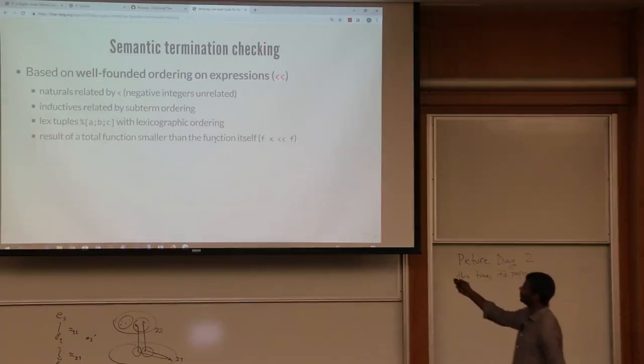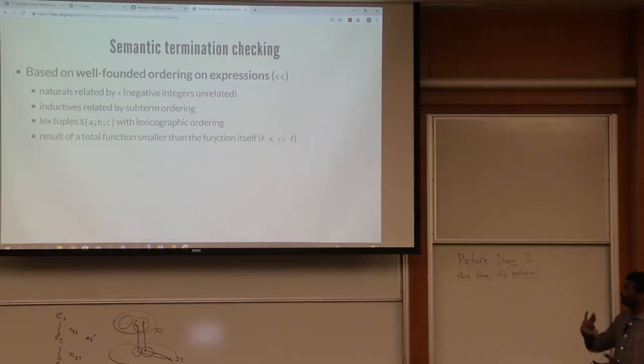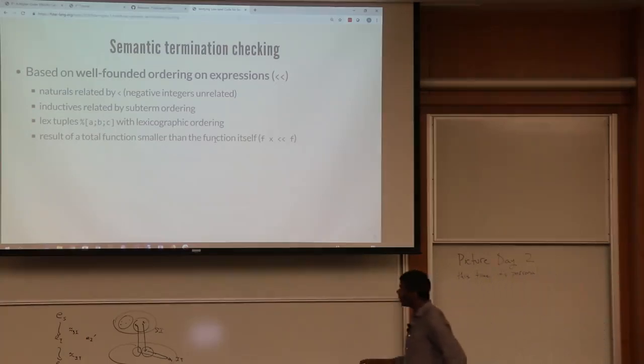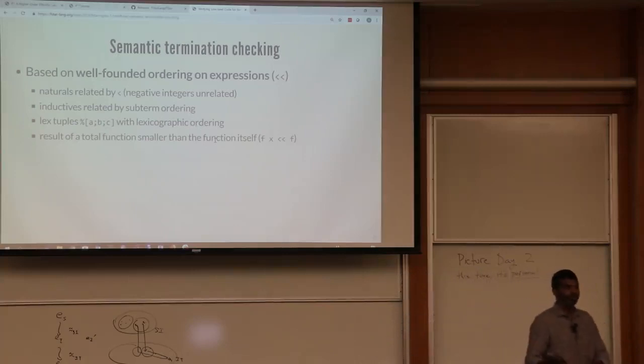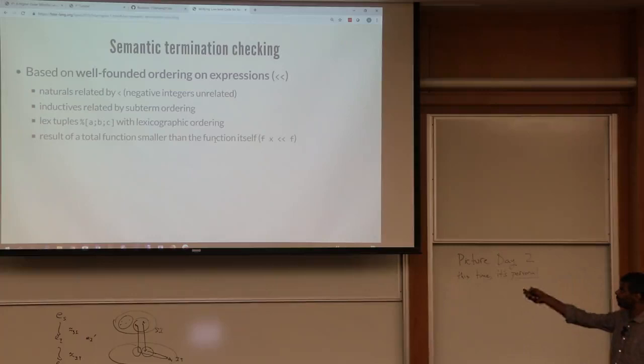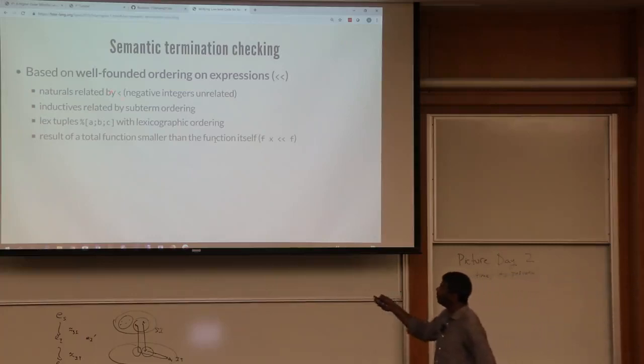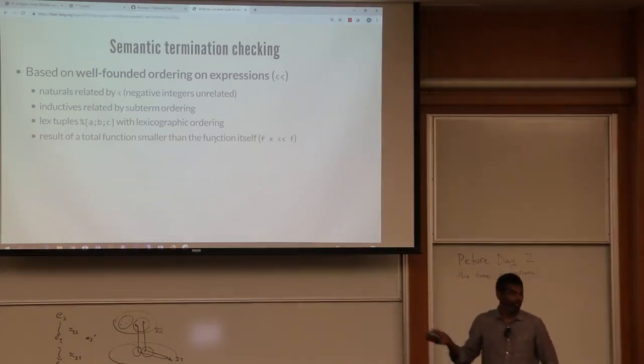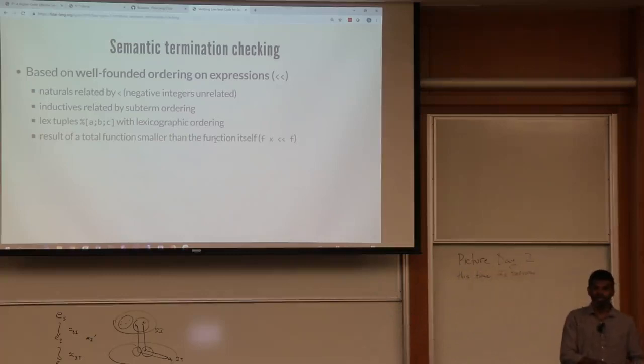So what is this symbol, double less than? Termination checking in F* is based on a well-founded ordering over F* terms. F* is configured with a certain ordering to begin with. You can define your own ordering; if you can prove it well-founded, you can use that order. But by default, F* comes with this order, which says that natural numbers are related by less than. Negative numbers are unrelated, because well-founded orders are about no infinite descending chains. The negative numbers clearly don't have that.